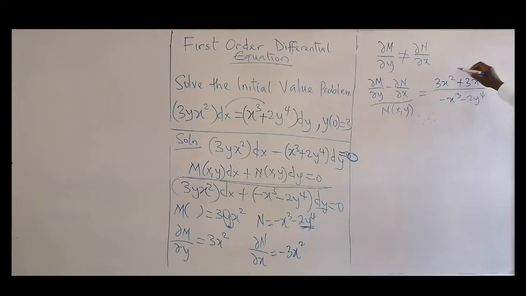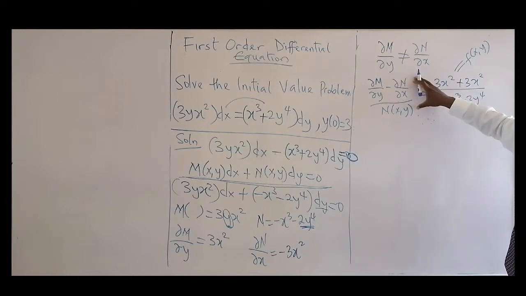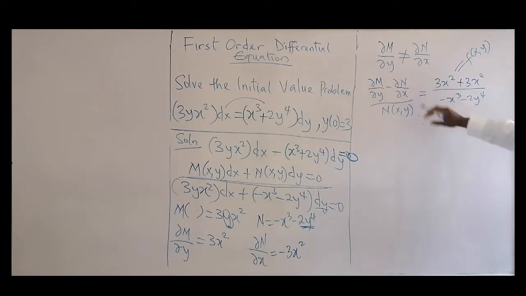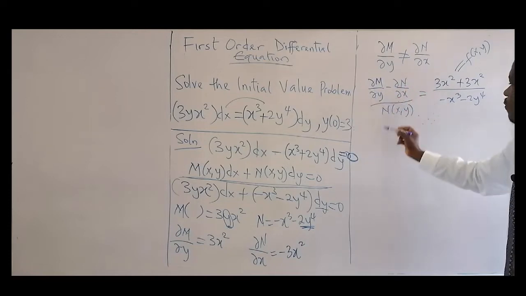This one is a function of x and y. I just need something that gives me a function of one variable. So this is the equation we use to convert inexact to exact. Let's check the other one by reversing the process.